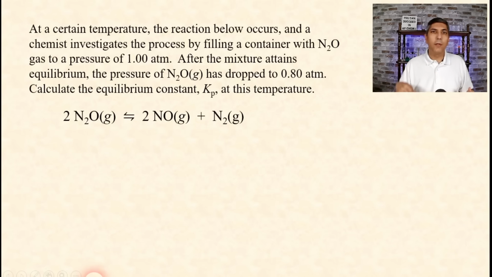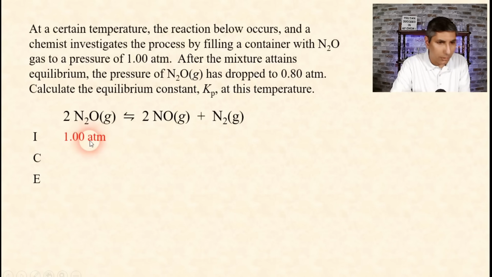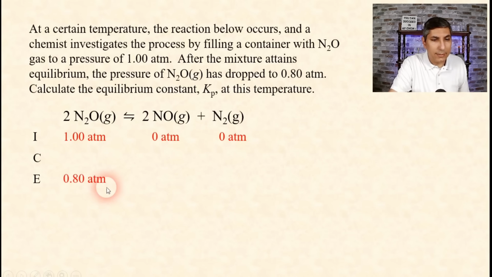So whenever we have initial values and final values, I would strongly recommend using an ICE box for this type of problem. Now it says that the initial pressure of N2O is 1.00 atmospheres. So that's going to go in right here for the initial pressure of N2O. There's nothing else in the container at the initial state, so we can put in zeros for those other two initial values. The problem tells us that at equilibrium, N2O has dropped to 0.80 atmospheres. So I'm going to put 0.80 atmospheres in right there. Now in my change row, I have negative 0.20. That's the change from 1 to 0.8.